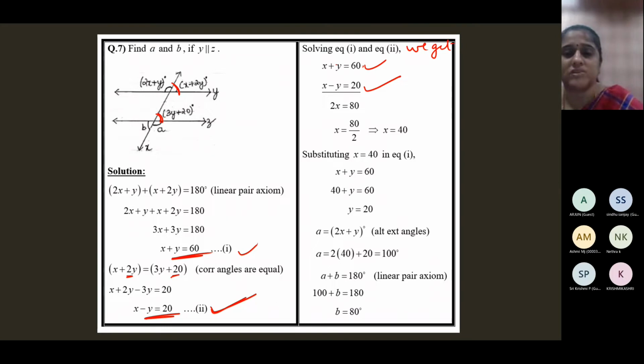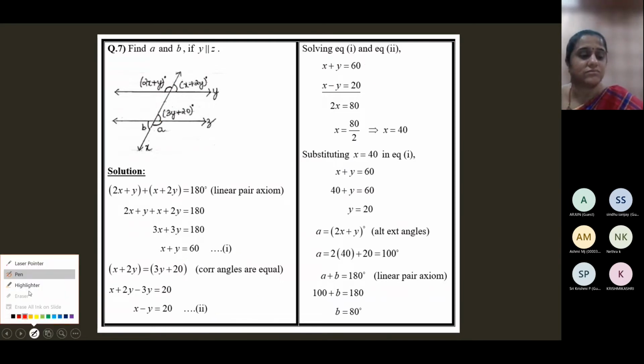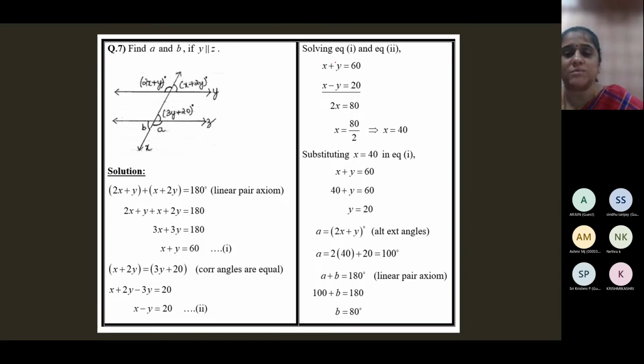All right. Now what happens? Plus y minus y gets cancelled. Plus y minus y is 0. So x plus x is 2x is equal to 60 plus 20 is 80. X is equal to 80 by 2. X is equal to 40 degrees.